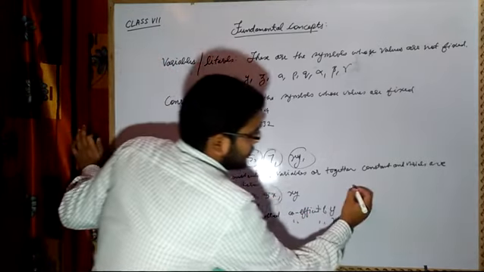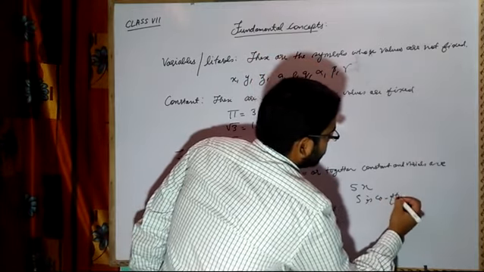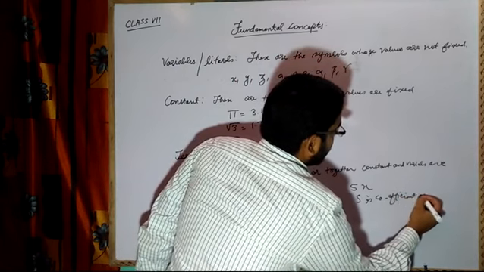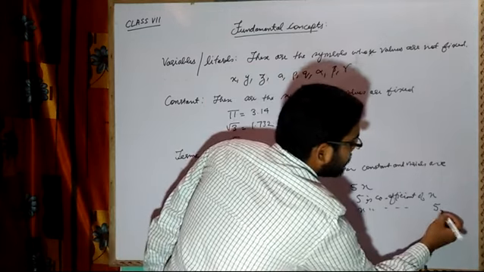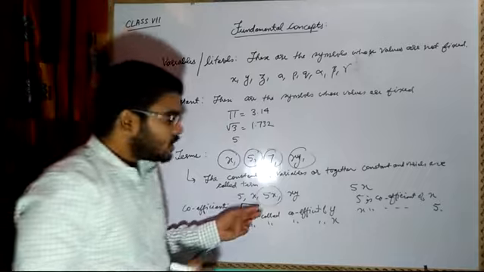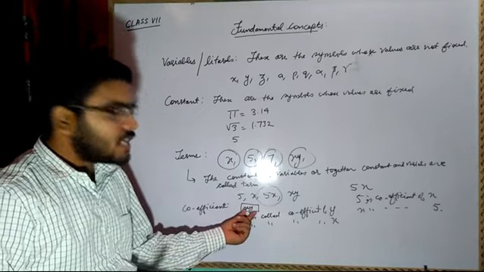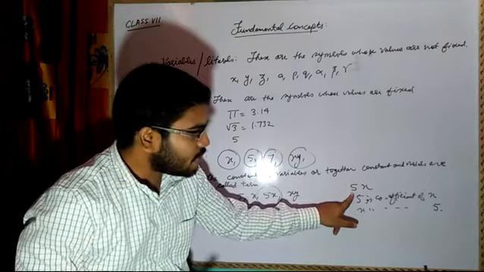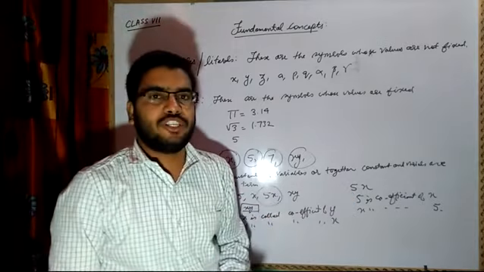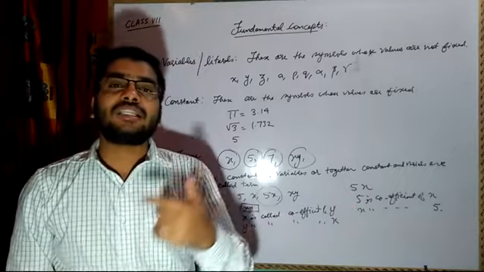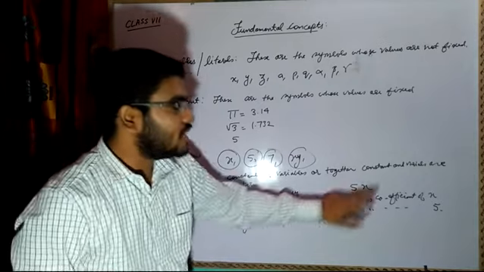Now in case of 5x, 5 is coefficient of x. So x is also called coefficient of 5. Understood? So they both are called coefficient of each other. Now these two are called variables. The number 5 is called the numerical coefficient and the others are called literal coefficients. So when you have a number, it will be called the numerical coefficient. This is called numerical coefficient. This is called literal coefficient.